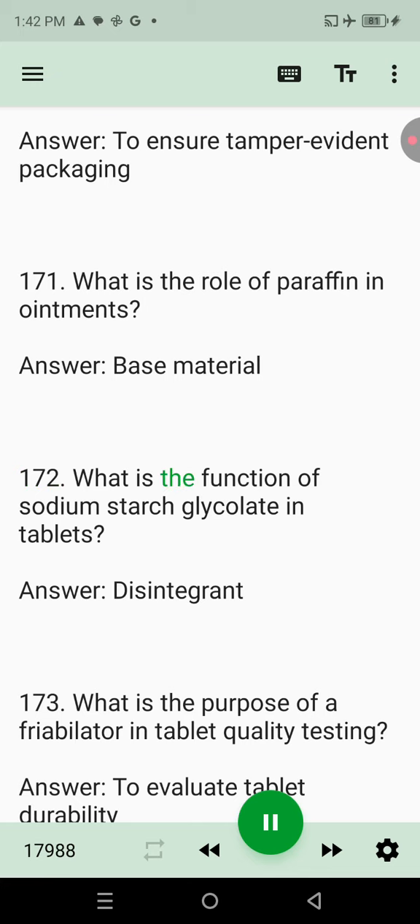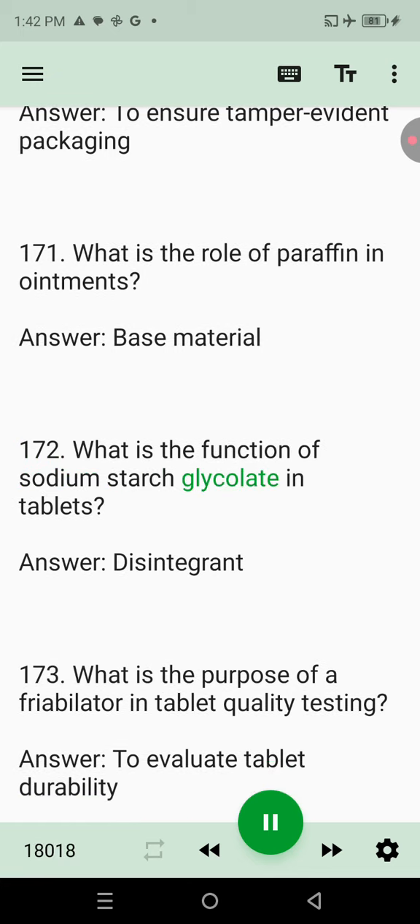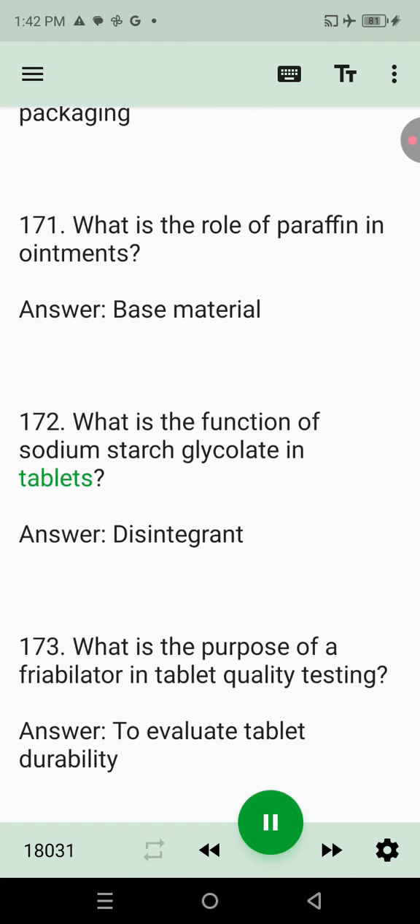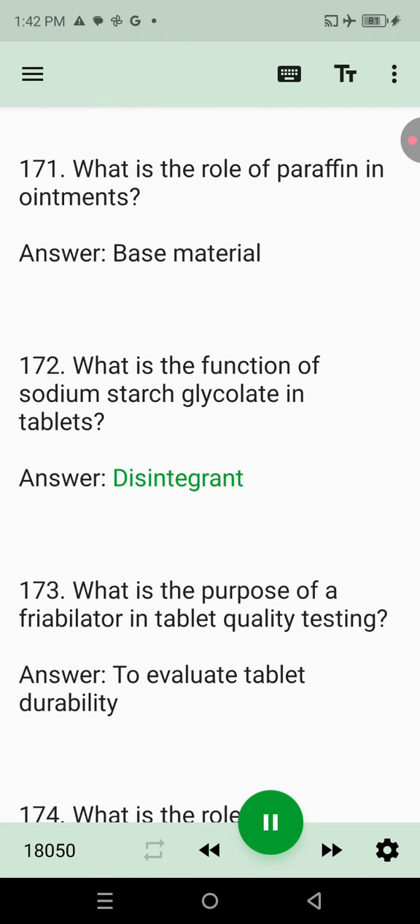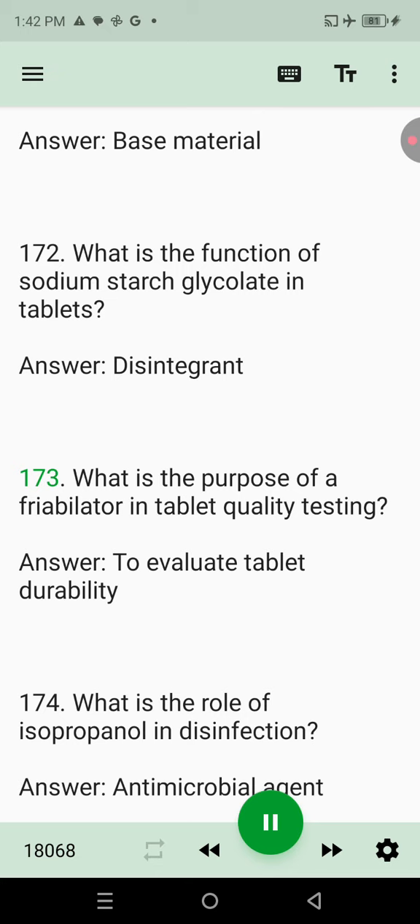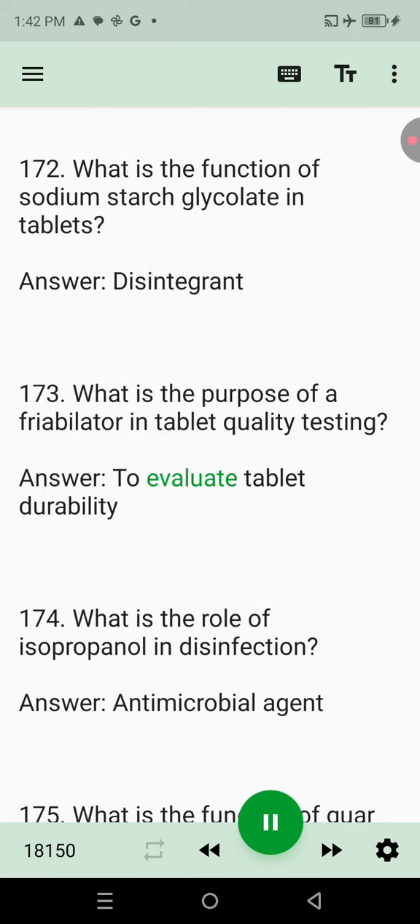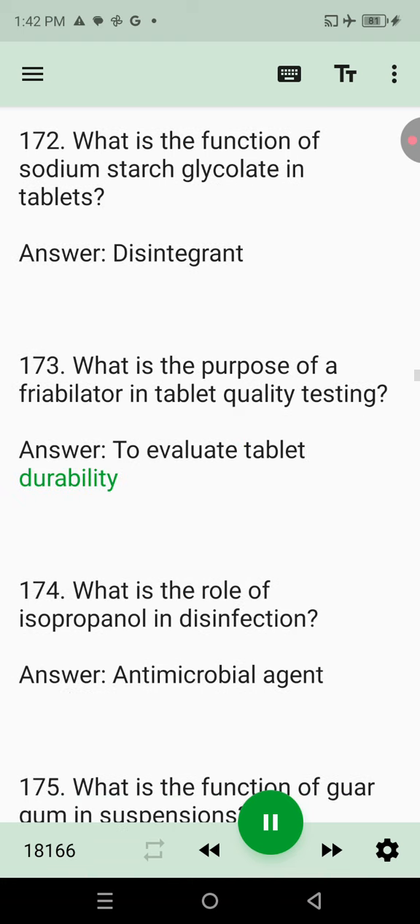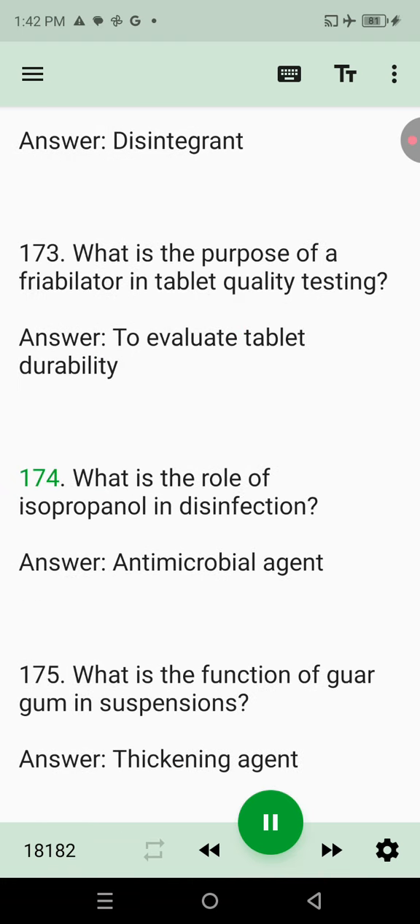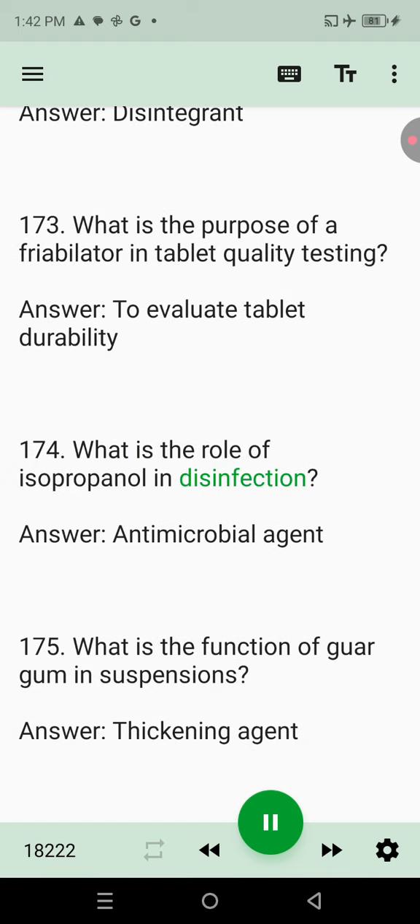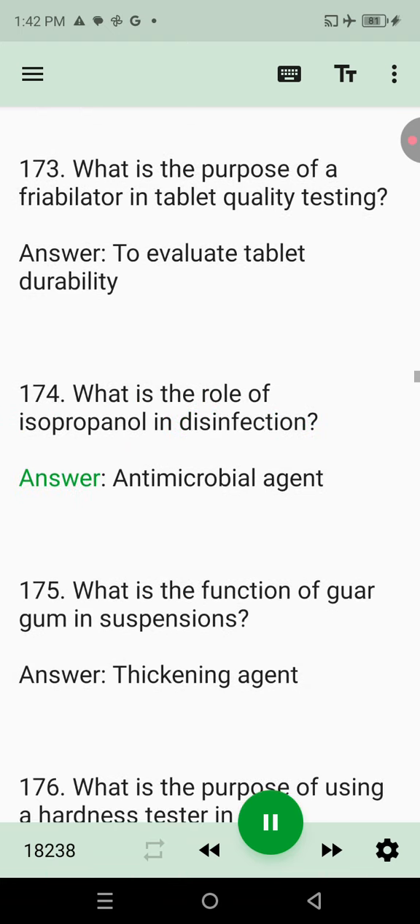172. What is the function of sodium starch glycolate in tablets? Answer: disintegrant. 173. What is the purpose of a friabilator in tablet quality testing? Answer: to evaluate tablet durability. 174. What is the role of isopropanol in disinfection? Answer: antimicrobial agent.